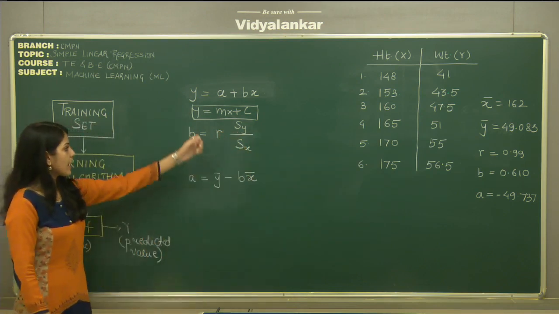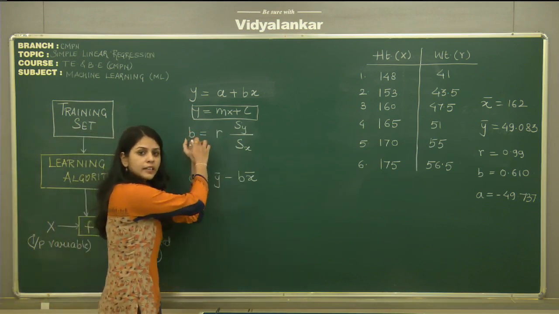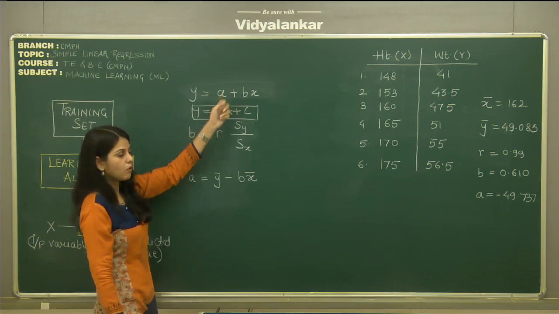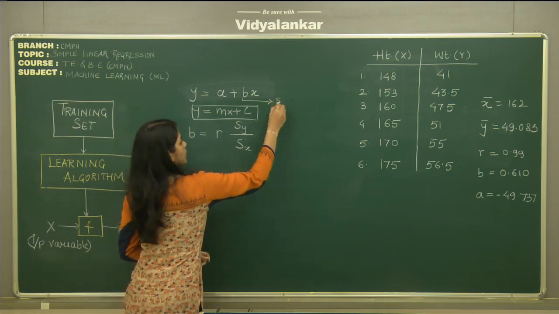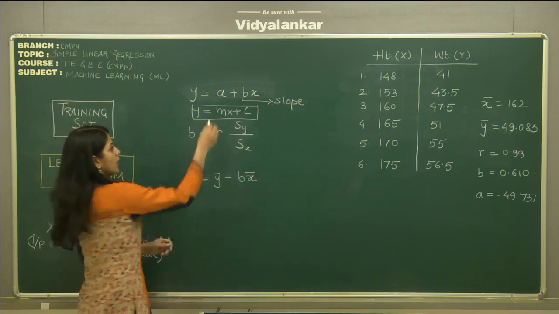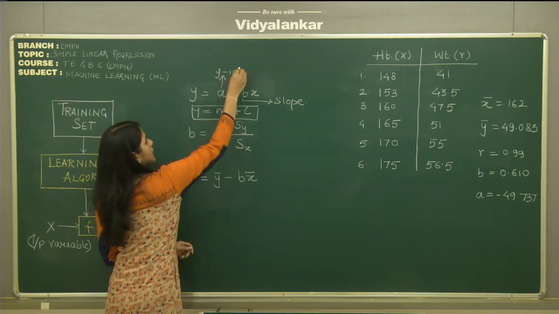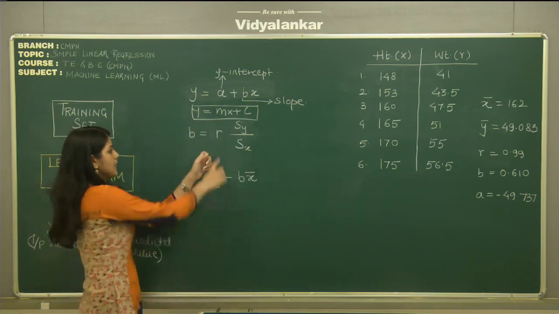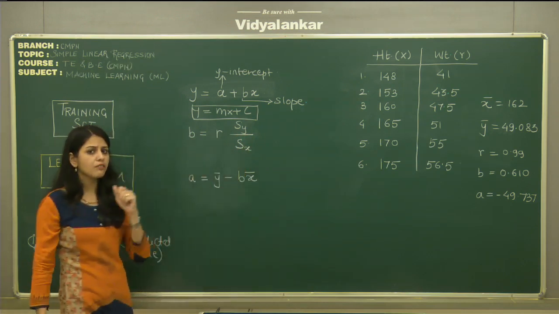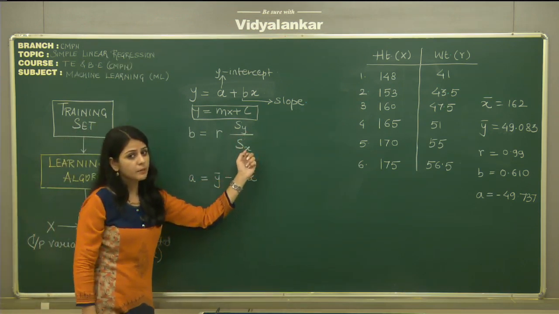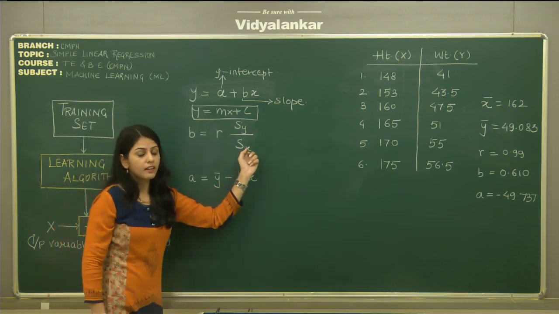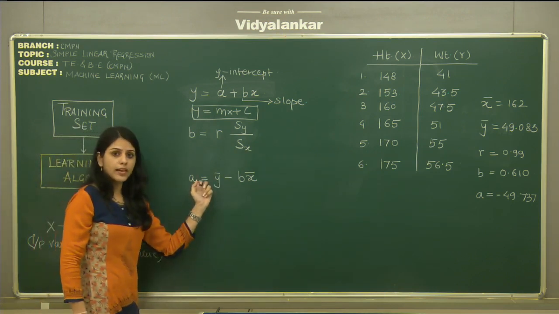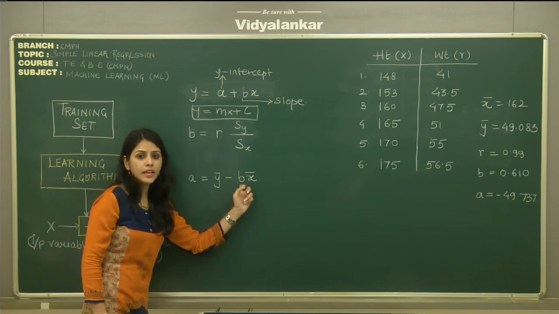So what do we have to do? We have to calculate b. b gives you the slope of the line, whereas a is your y-intercept. b is given as r into Sy by Sx. Now friends, what are Sy and Sx? They are nothing but standard deviations. And the y-intercept is given as y bar minus b into x bar.